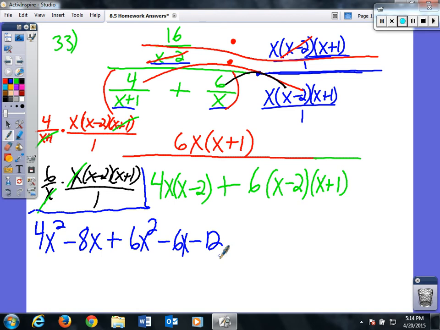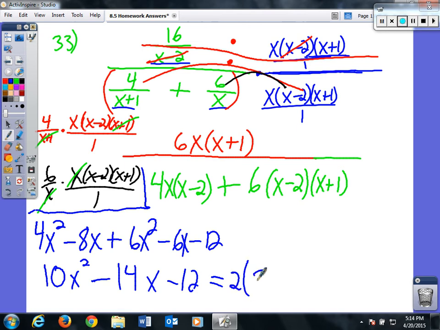All right, combine like terms, we get 10x squared. Then we only have minus 8x and minus 6x together. That's going to be negative 14x minus 12. So the denominator will become that. We can pull out a 2, that's the biggest number all of those are divisible by. So we can say 2 times 5x squared minus 7x minus 6.